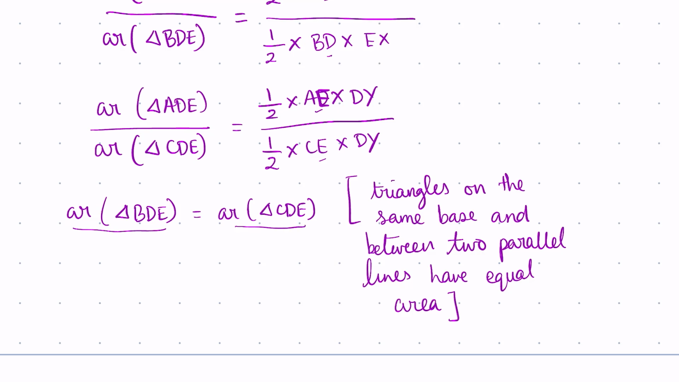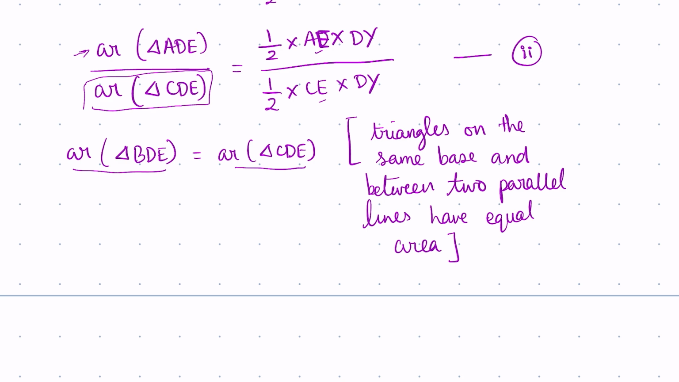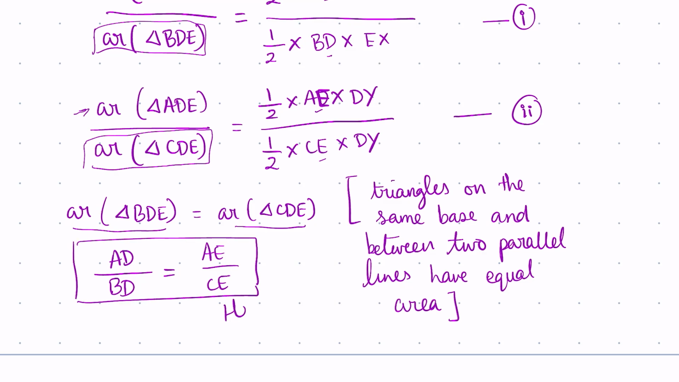So if this denominator and this denominator are equal, and the numerators are the same, that means this equation 1 and this equation 2 must be equal. So that gives us AD divided by BD is equal to AE by CE, which is what we wanted to prove all along. So hence proved.